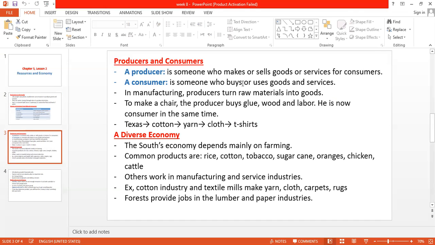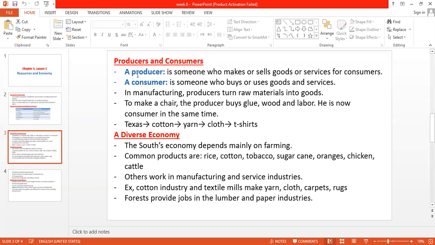Consumer means someone who uses these goods. Now, for example, your father has a factory of chairs. Now he is the producer. I, Mrs. Mayada, am a consumer. Why? Because I use the chair your father made at his factory. So now the consumer is the person who uses the goods. The person who uses or buys the goods is called a consumer.